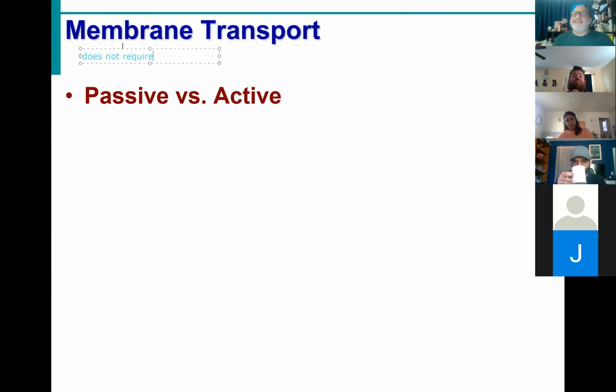And again, let's be a little bit more specific. It does not require ATP, right? Technically, it is using the kinetic energy of the molecule. So it isn't so much that it doesn't need energy, but what it doesn't need is ATP. There's no ATP used for it.